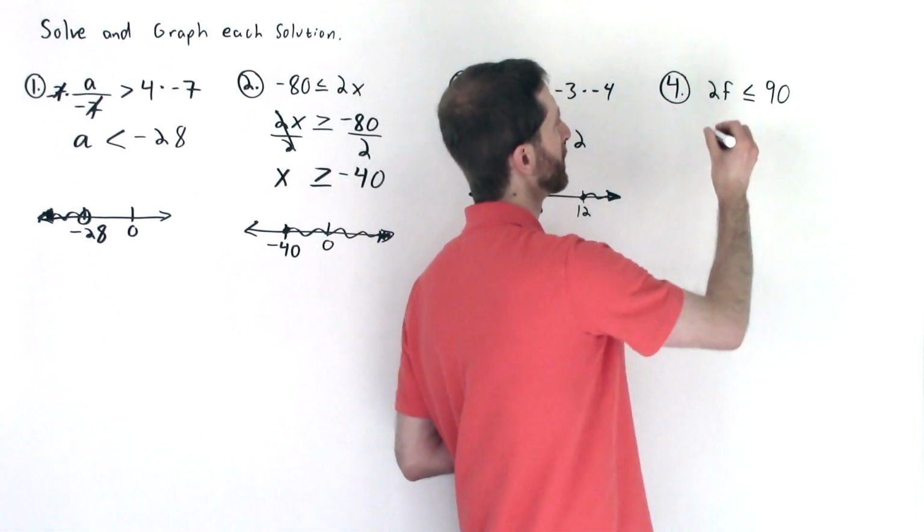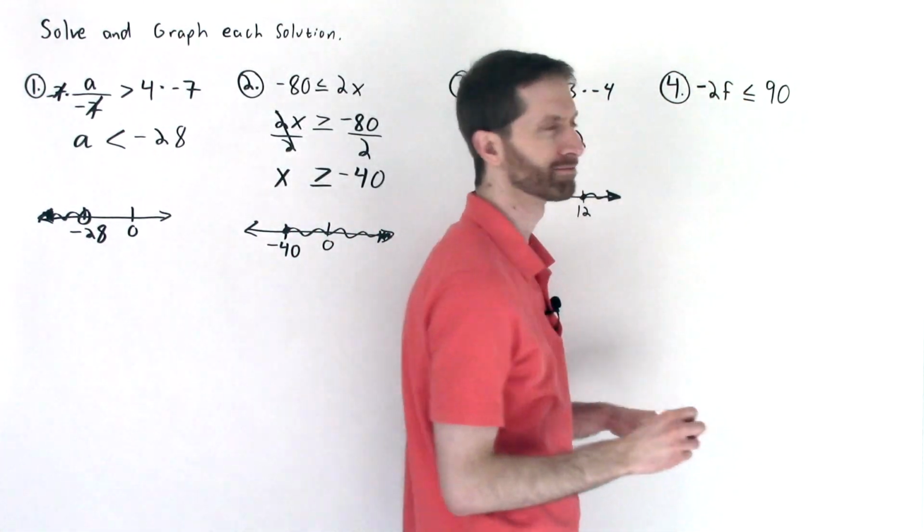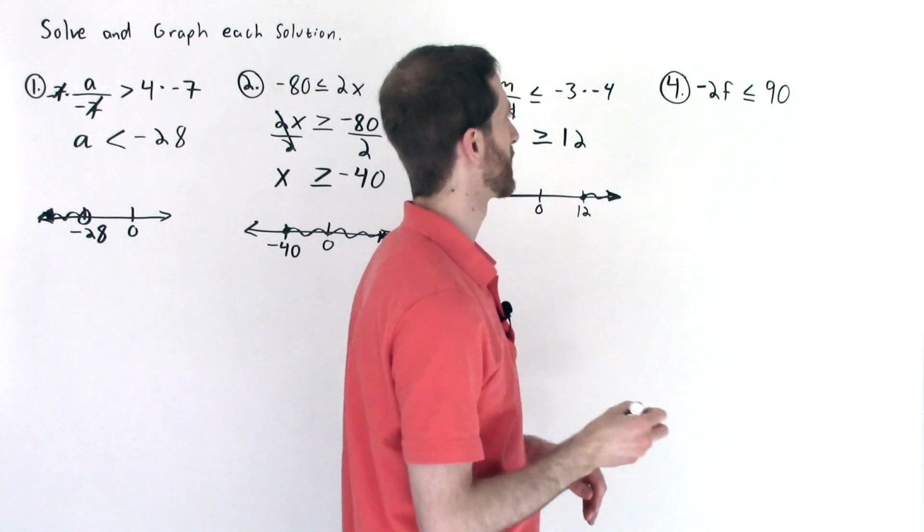Finally, last but certainly not least, we've got a straight up regular old problem. You know what? I'm gonna be a little funky here. Let's put a negative right there. Why not? So I'm going to make it negative 2f is less than or equal to 90.